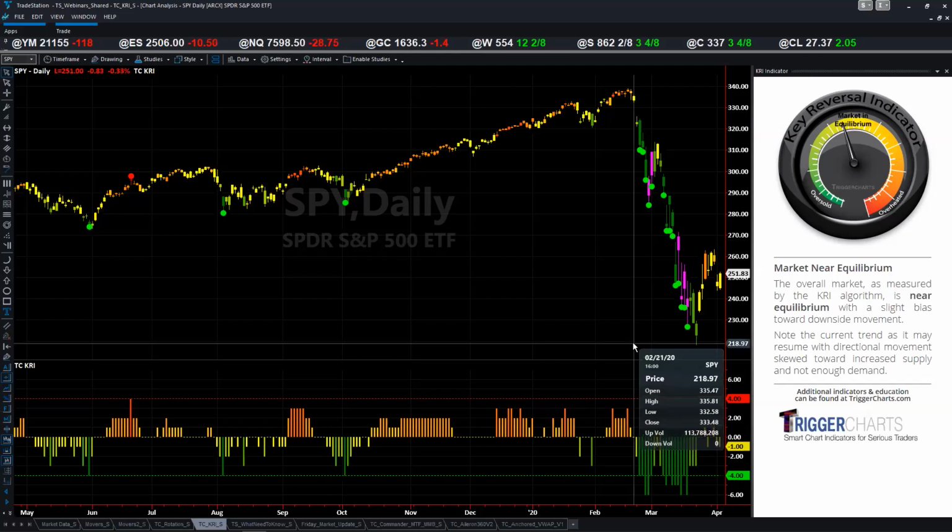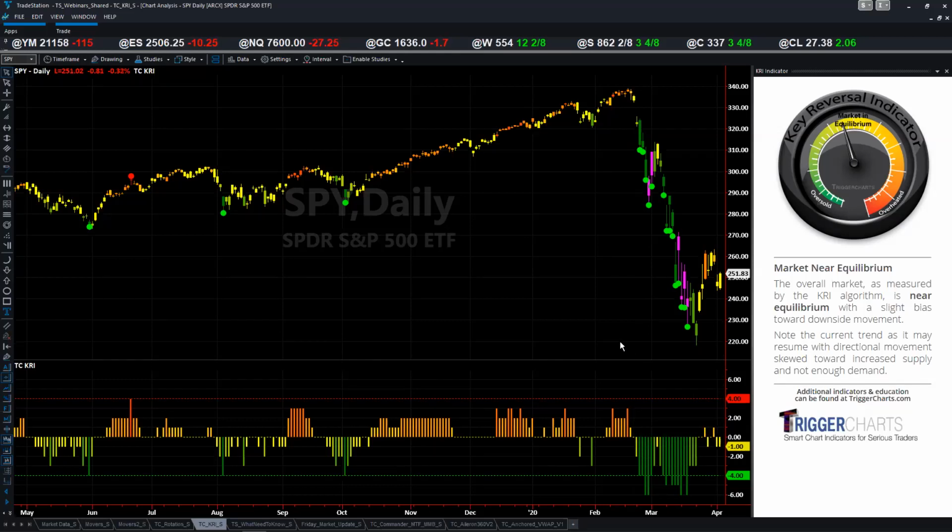This is on the S&P 500, down below the 218.50 level or so on the next move lower. That would be another, what, 8% lower from here? Something like that. Not really hard to envision that happening. Right now, we're a little bit on the oversold level, but not much. Markets are generally in equilibrium when it comes to the key reversal indicator.